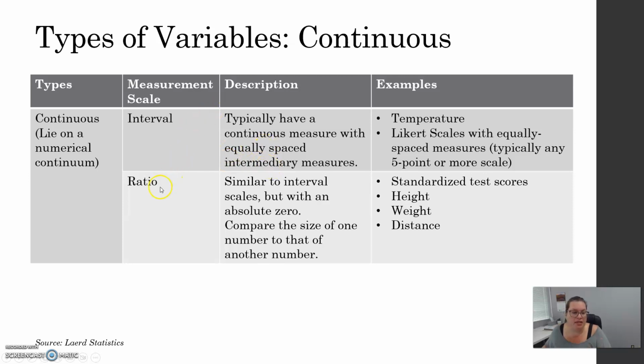The second type of continuous variable is a ratio variable. So it's similar to an interval scale. It's on a continuous measure, but there's an absolute zero. So there's a starting point. Test scores, height, weight, distance. Those are some examples. So once you can describe the type of variable and the measurement scale, you want to make sure that you write about that and define it. And I'll show you an example here in a minute.